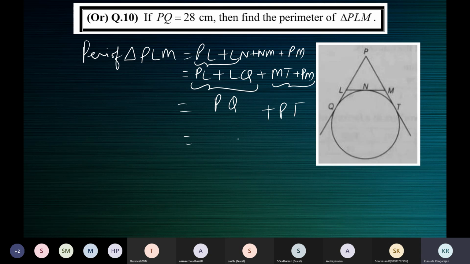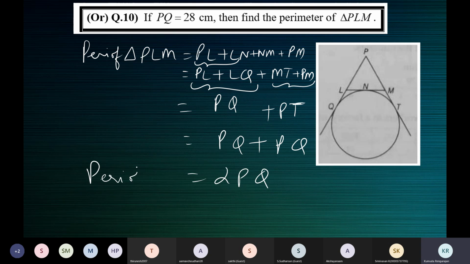Now, what is PQ plus PT? What can you say about PQ and PT? Both are equal. So we can say PQ plus PQ because they're tangents from the external point P to the circle. So twice PQ. In this, you have to derive the result and then substitute the values. So the perimeter of triangle PLM is twice PQ, so twice 28, which is 56 centimeters.